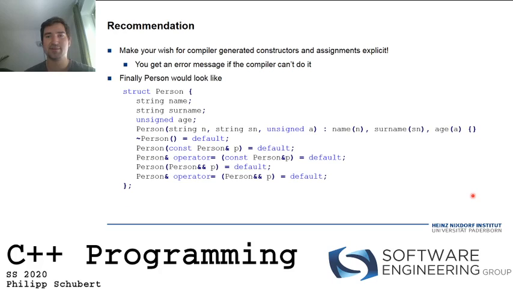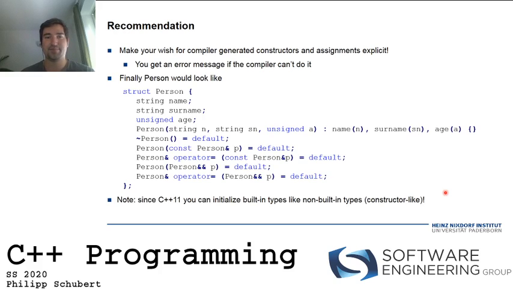Finally, person would look something like this. It would have the data members, a constructor, a destructor, and the copy assignment and move assignment operators and these constructors set to default. And that's more or less the final version of person.